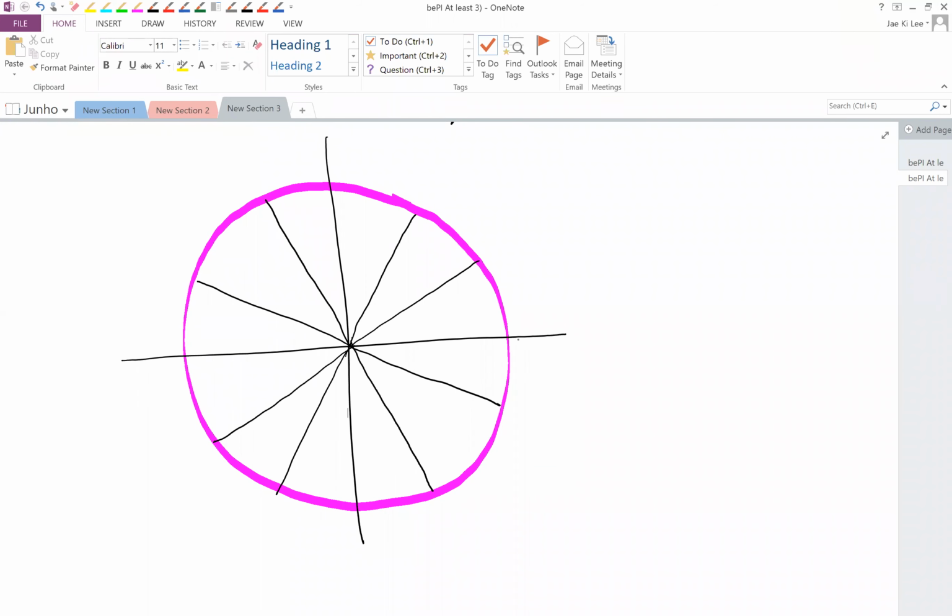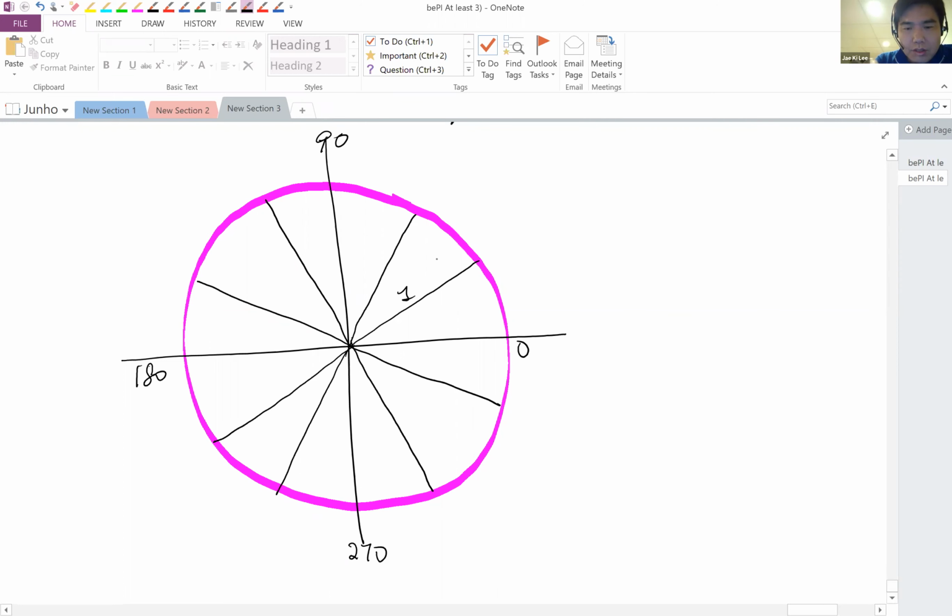So this is 0, and 180, and 270. Oh, I forgot 90 here. Okay, so based on that, now we determine this is the radius 1. So the unit circle. So do you remember this ordered pair?